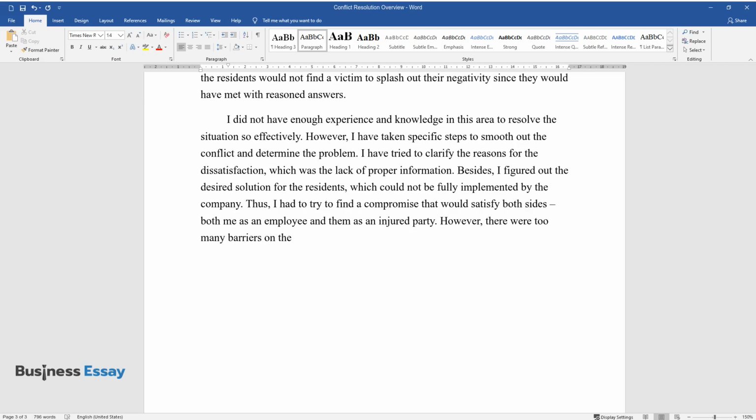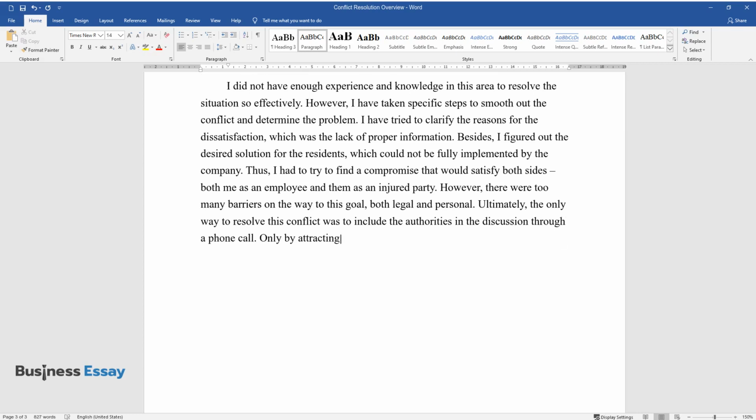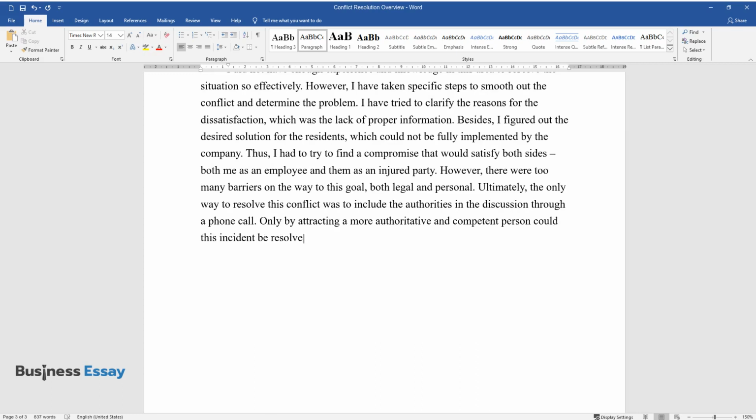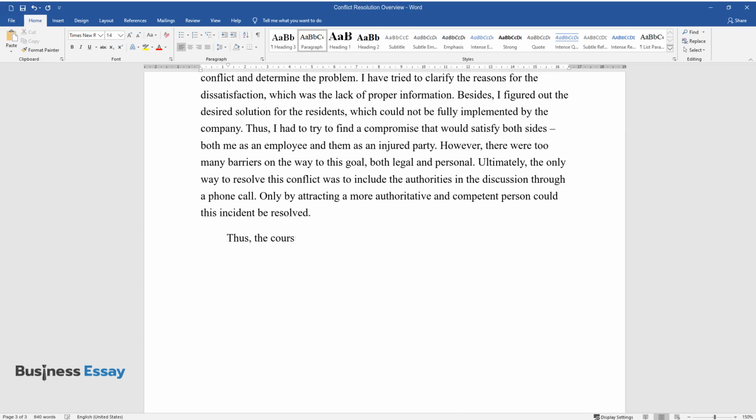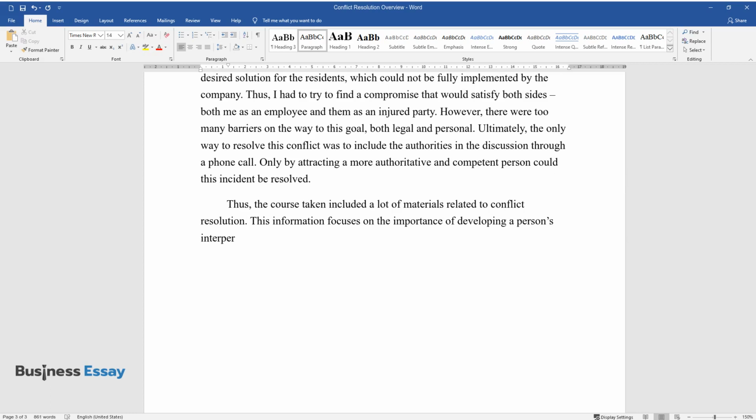However, there were too many barriers on the way to this goal, both legal and personal. Ultimately, the only way to resolve this conflict was to include the authorities in the discussion through a phone call. Only by attracting a more authoritative and competent person could this incident be resolved. Thus, the course taken included a lot of materials related to conflict resolution. This information focuses on the importance of developing a person's interpersonal and managerial skills.